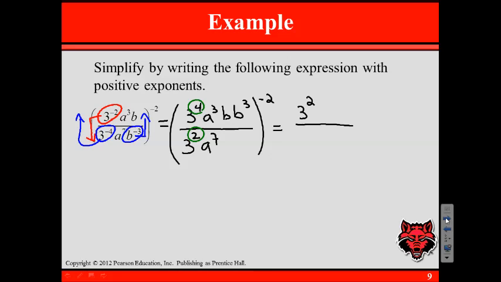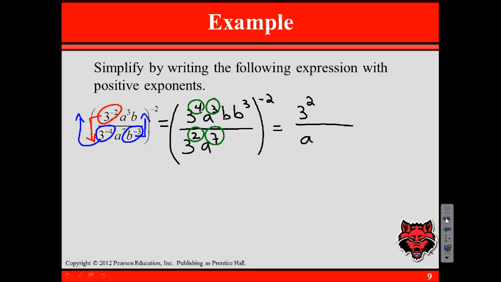We now look at the next factors, which are the a's. The a's are also stacked up in division, so we compare those exponents. We have a 3 in the numerator, a 7 in the denominator. Because 7 is greater than 3, all of the a terms will move to the denominator.